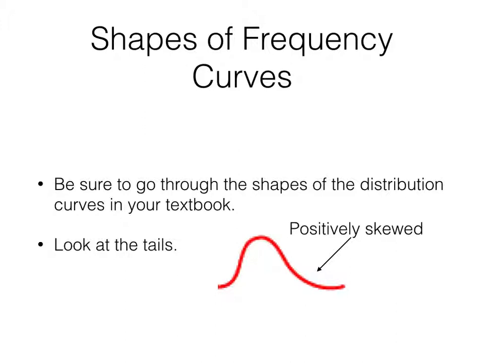A hint to remember whether it's positively skewed or negatively skewed. Look at the tail. You're looking for the long part of the tail. If the tail is long to the right, it's positively skewed or skewed to the right. In other words, there are fewer scores off in the right side. If the tail is long to the left, it's negatively skewed or skewed to the left. So look at the tail. That's the secret for remembering it.